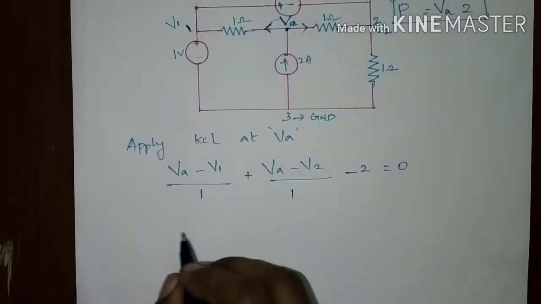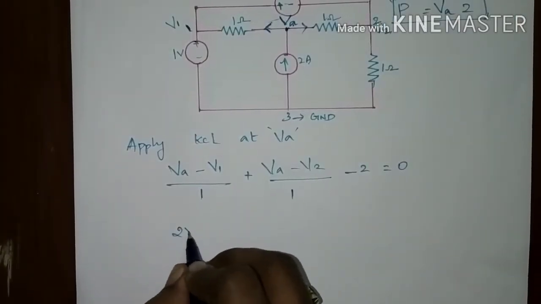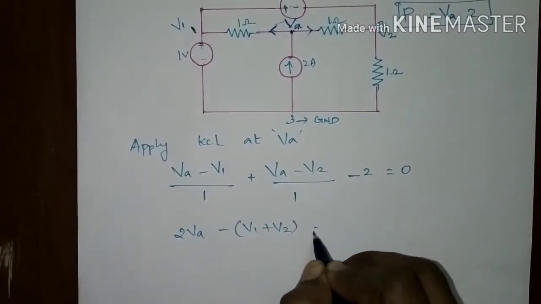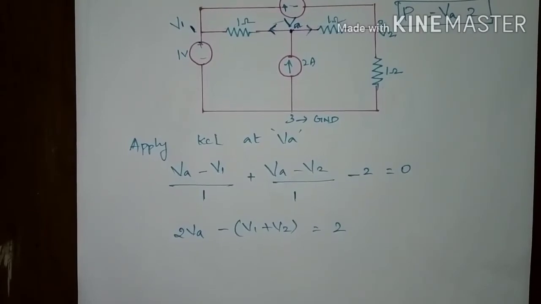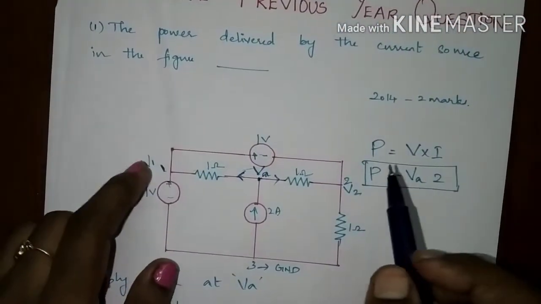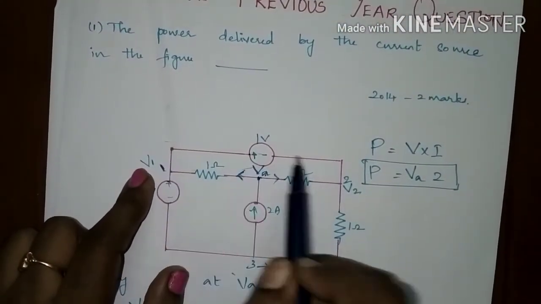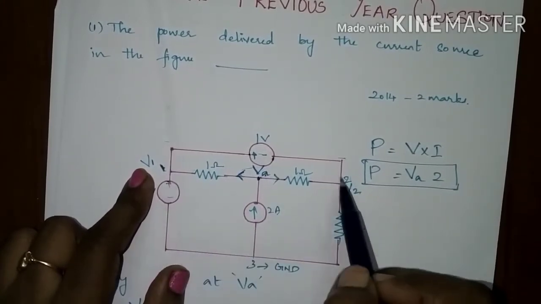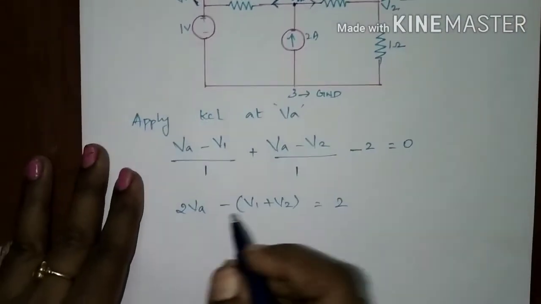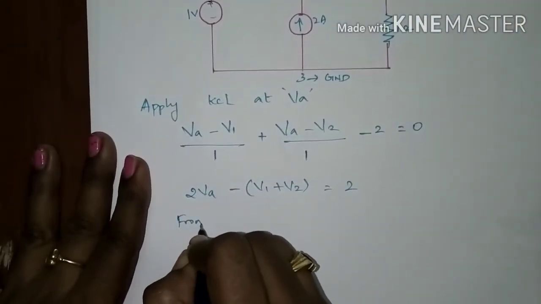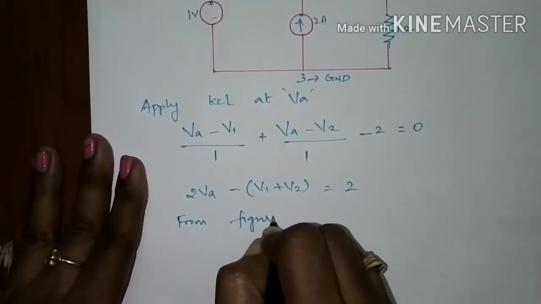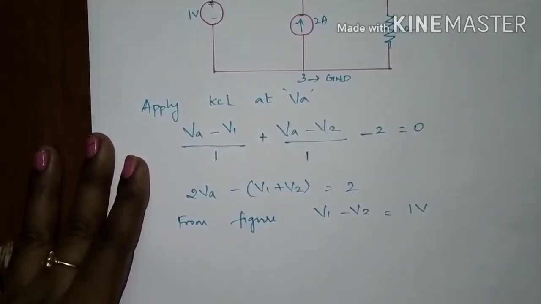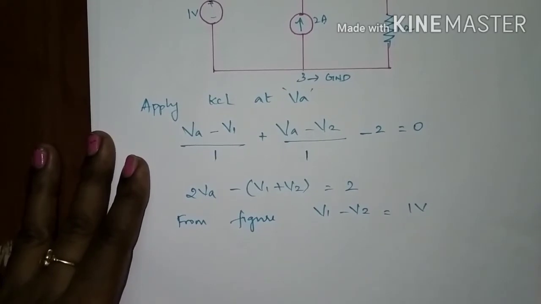So, after doing some calculations, you will get 2 VA minus of V1 plus V2 is equal to 2, right? In the figure, you can notice that V1 is connected to positive 1 and V2 is connected to negative 1. So, the difference between V1 and V2 is 1 volt, right? From the figure, we can note it down: V1 minus V2 is equal to 1 volt.